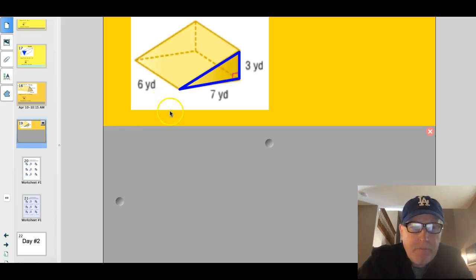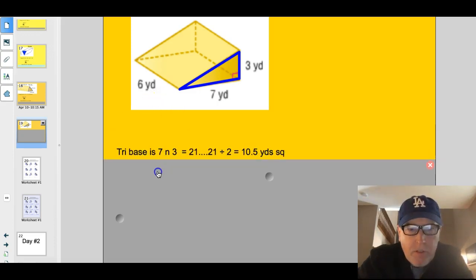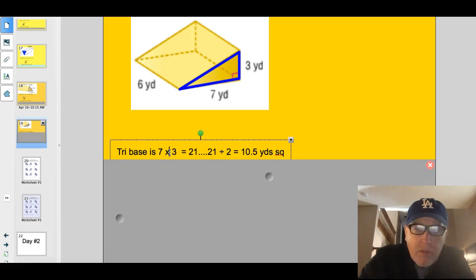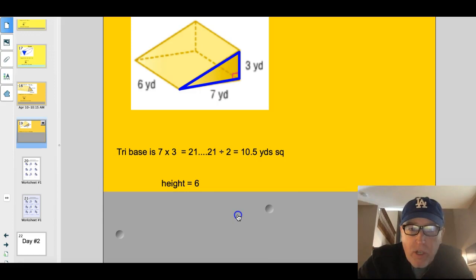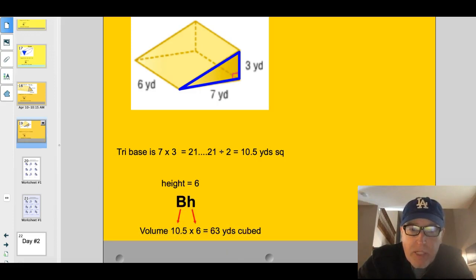All right, let's see how I did. Base times height, 7 times 3. What happened there? 7 times 3 is 21. That'd be the area of the rectangle. We divide that by 2, and we got 10.5. That's the area of our base, 10.5 yards squared. Our height is 6. Big base times height, 10.5 times 6 equals 63 yards cubed.